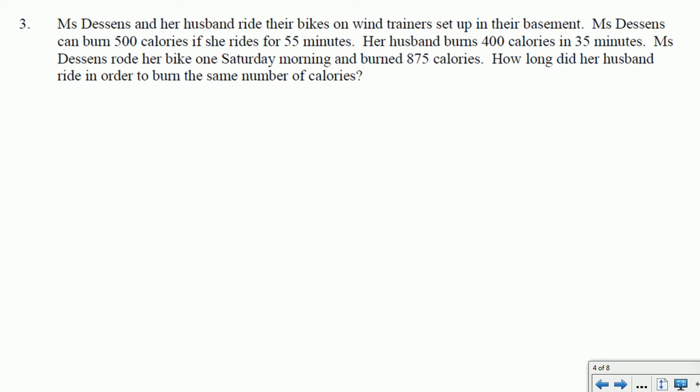It'd be helpful to start by figuring out a unit rate that lets us know how many calories each person burns per minute. And in this question, it would be helpful for us to assume that the intensity is the same regardless of whether they're riding their bikes inside or out.